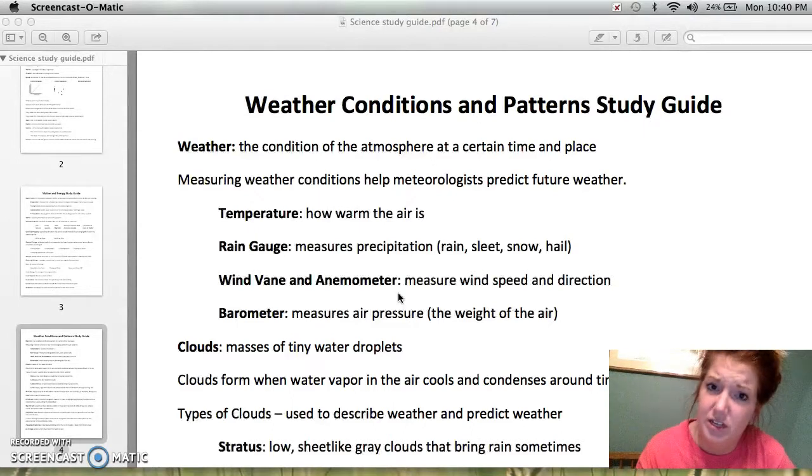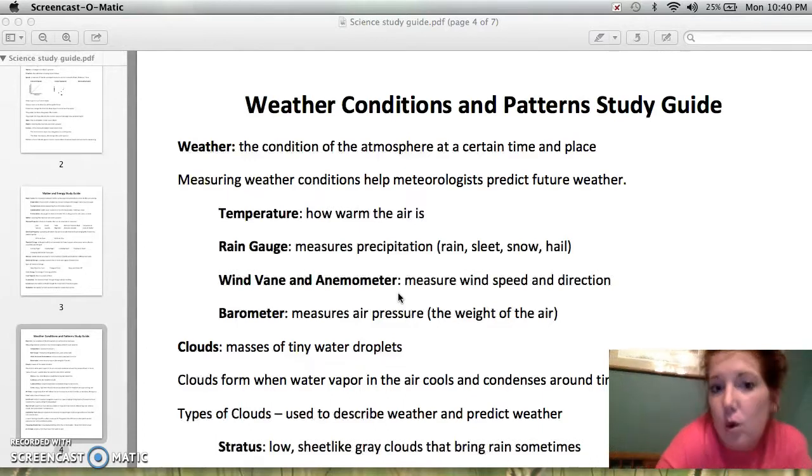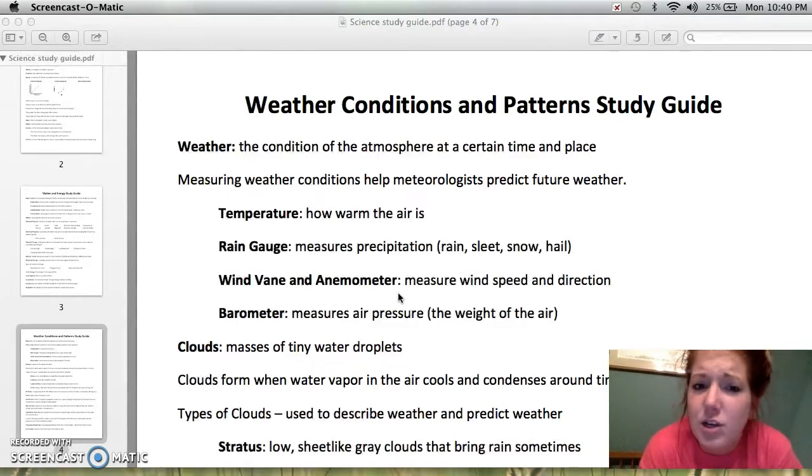Measuring weather conditions can help meteorologists predict future weather. So, like knowing humidity, just like we talked about yesterday. If there's more moisture in the air, then we can pretty much count on a storm or a rain shower. Temperature is how warm the air is. A rain gauge measures precipitation. It's called a rain gauge, but it measures precipitation because it can measure rain, snow, sleet, or hail.